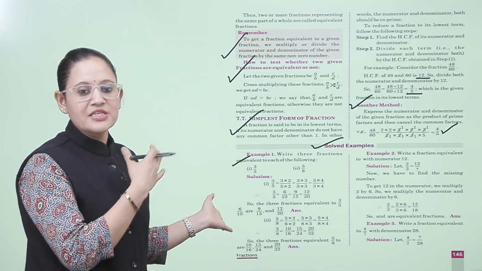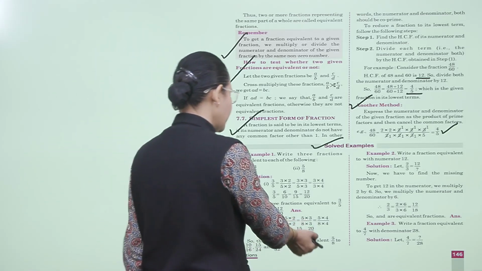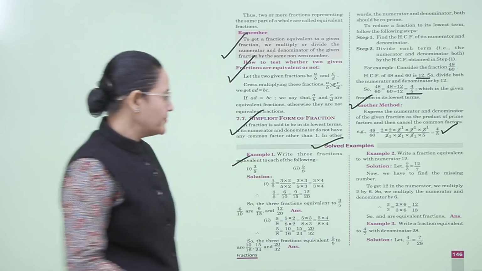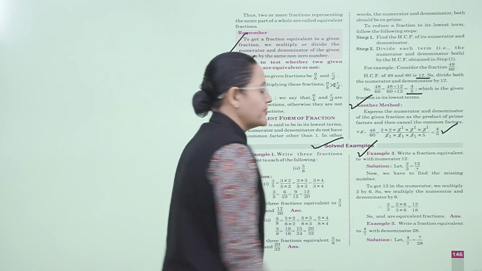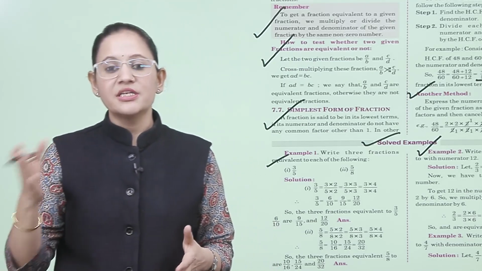5 by 8. Again the same method, we multiply both the numerator and denominator by the same number. Here we are multiplying first by 2, then 3 and then 4. So we'll get 10 by 16, 15 upon 24, 20 upon 32. All these are equivalent fractions. Clear?